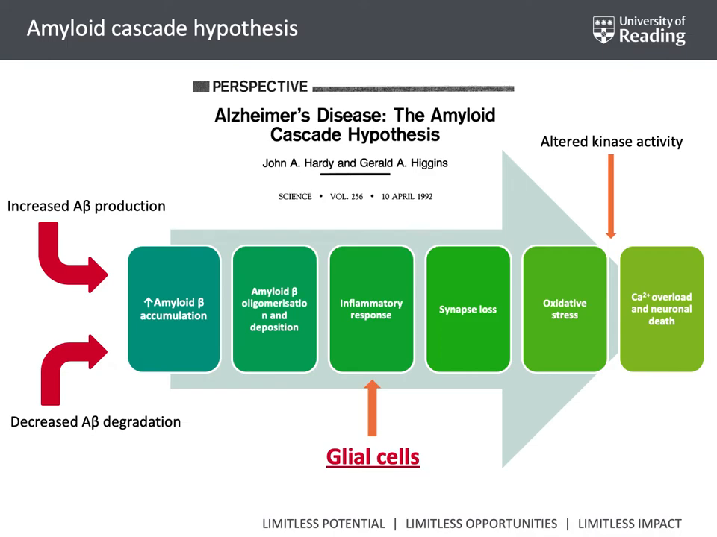You then start to get synapse loss. One of the very early indicators in some of the animal models that we use to study dementia and Alzheimer's disease is synaptic loss. And again, that's something that's carried forward in terms of the human disease as well.